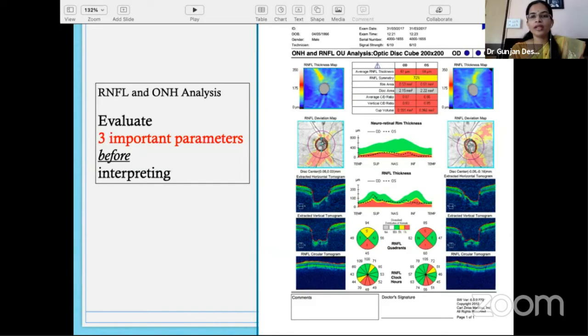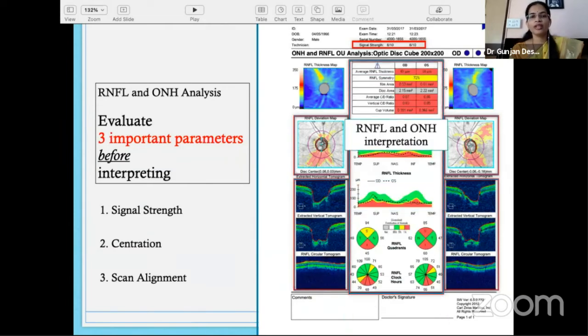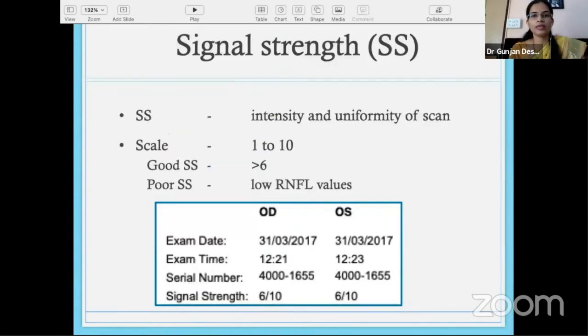Now, whenever we take a printout, we have to identify 3 important parameters before we interpret the patient for glaucomatous damage. The first is the signal strength that we can see superiorly. Then is the centration, which has to be seen on the RNFL deviation map. And last is the scan alignment, both on the vertical and horizontal, and the circular tomograms. Only when these 3 criteria are met should the printout be taken for interpretation.